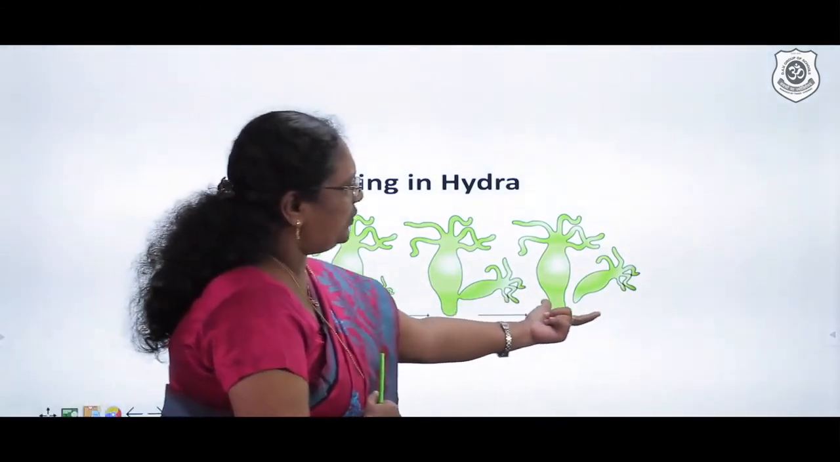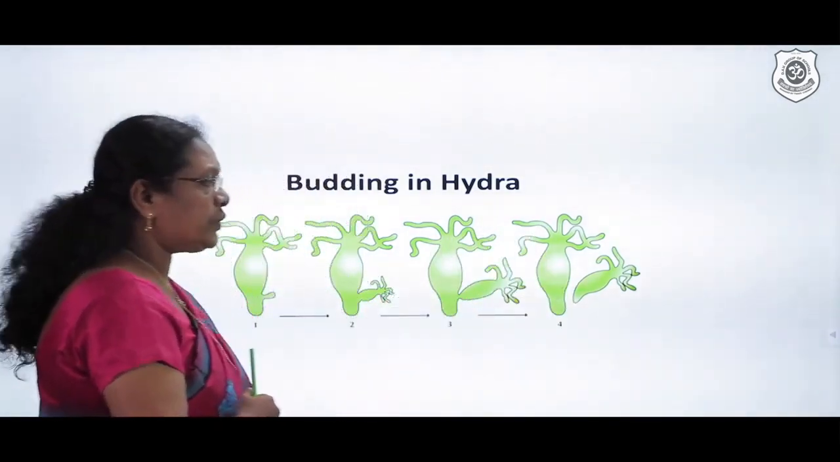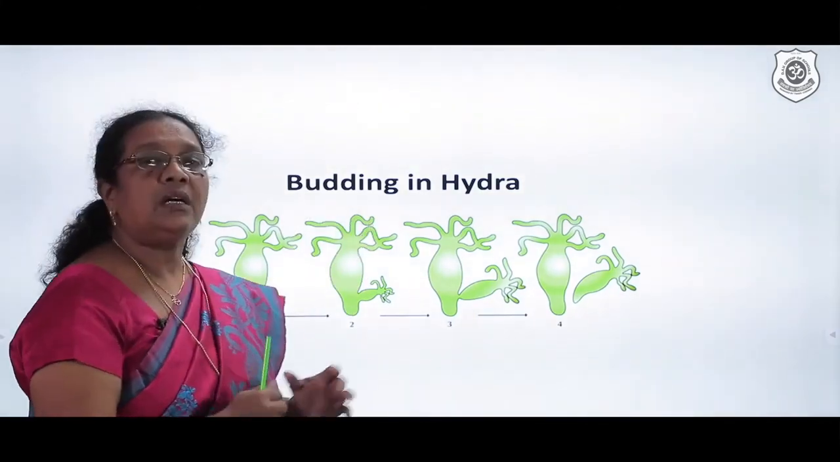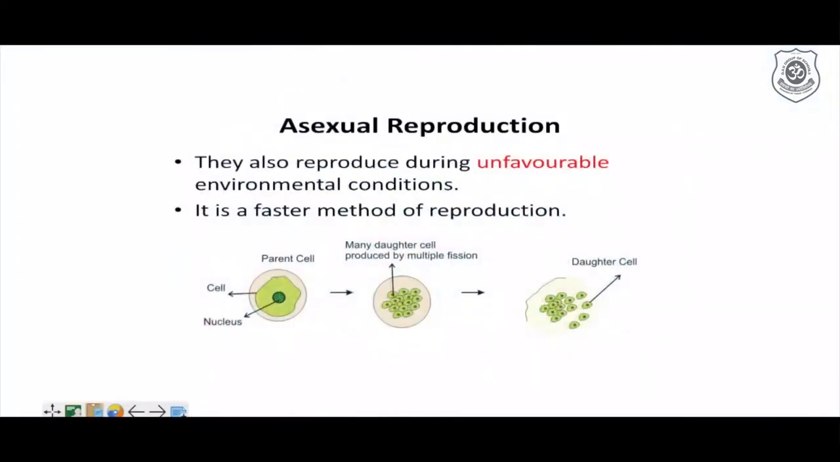The young one which is formed is a multicellular organism. The young one which is formed is also identical. And these are situations where you find the climatic condition is favorable. Coming over to the next one, asexual reproduction can also take place in an unfavorable condition.